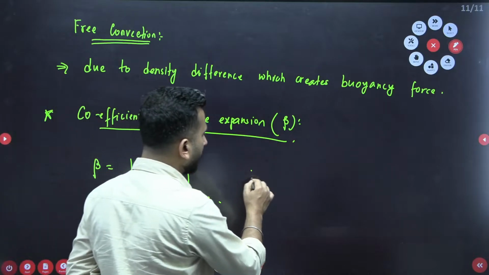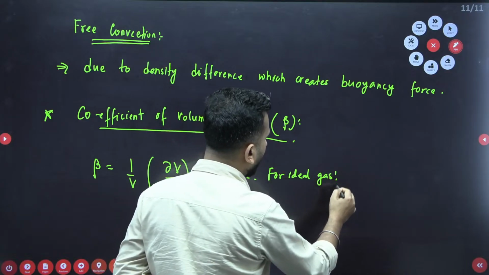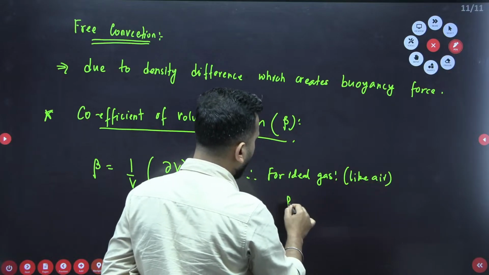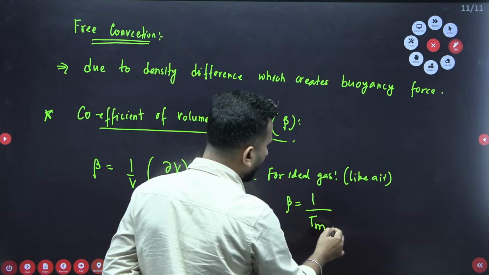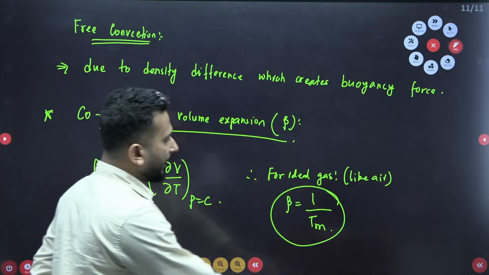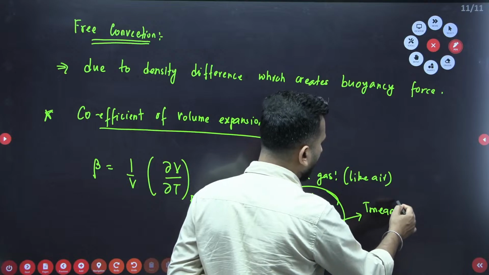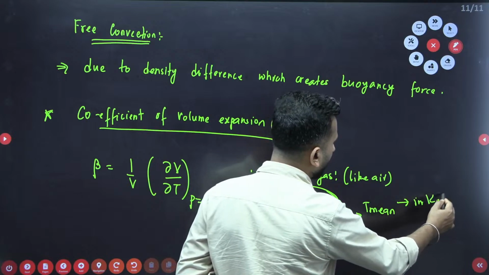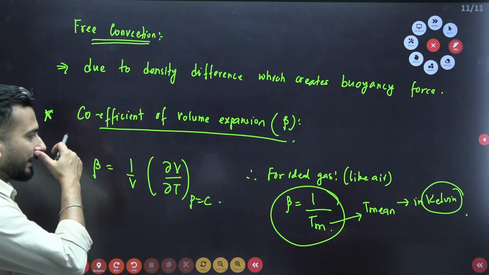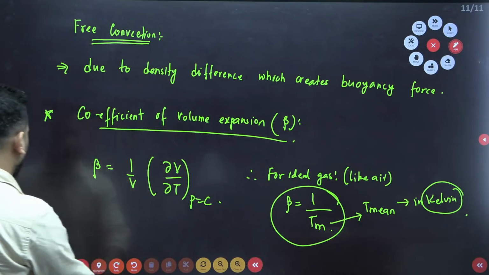And for an ideal gas like air, this beta is given by 1 by Tm, where Tm is the mean temperature in Kelvin. I will explain what the mean temperature is, but as of now just focus on what beta is. Beta is the coefficient of volume expansion.